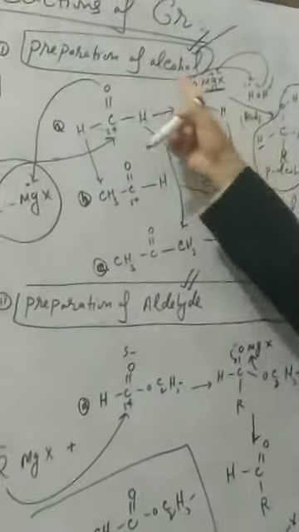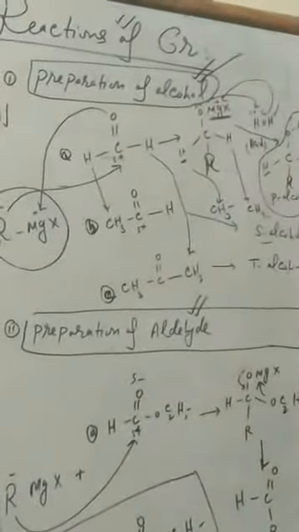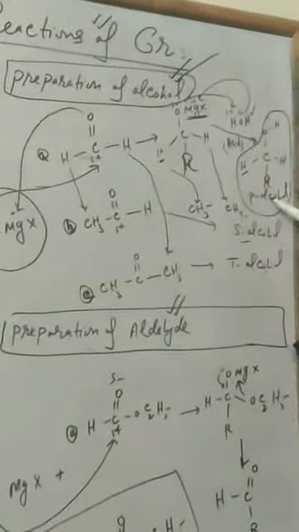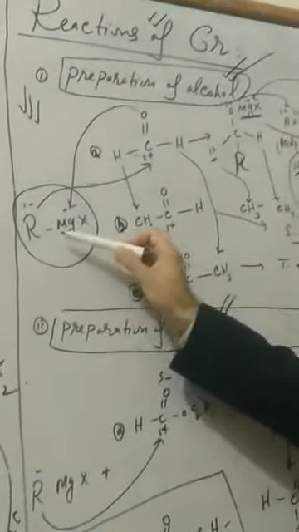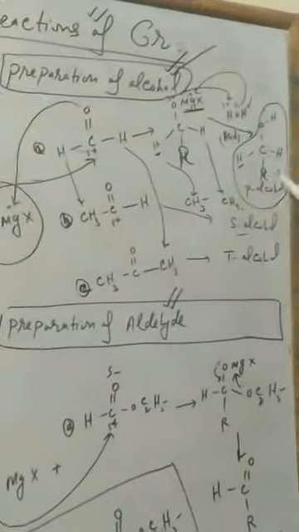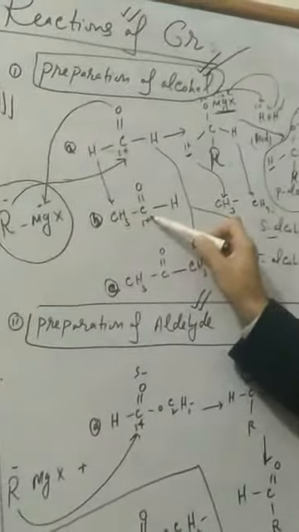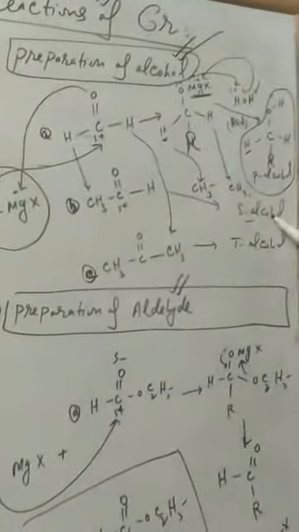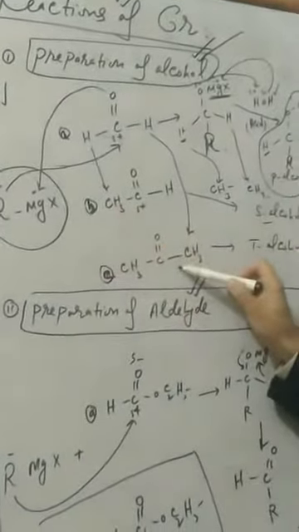So keep in mind, sometimes in the exam you will be asked how you will prepare primary alcohol, secondary alcohol, and tertiary alcohol from Grignard reagent. So keep in mind, Grignard reagent reacts with formaldehyde to form primary alcohol. Grignard reagent reacts with acetaldehyde to form secondary alcohol. And Grignard reagent reacts with acetone to form tertiary alcohol.